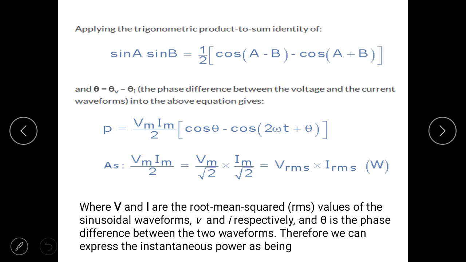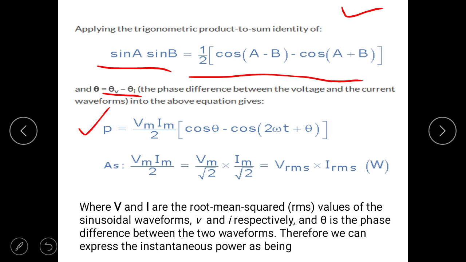So applying the trigonometric product-to-sum identity, we know that sin A sin B is equal to one half of cos(A minus B) minus cos(A plus B). And theta is equal to theta V minus theta I, that is the difference of voltage and current angle, the phase difference between the voltage and current waveform. So in the above equation we get P is equal to Vm Im by 2 into cos theta minus cos(2 omega t plus theta).